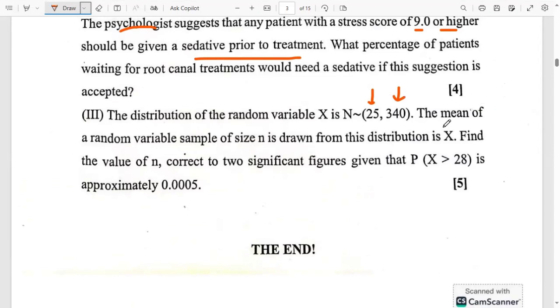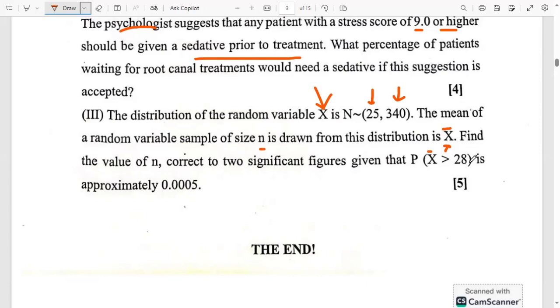Okay. So they're saying now the mean of a random variable of sample size n is drawn from this distribution and is x. So this is the random variable and this is the mean. So they should be different. So this one here should have a bar on top like that. I'm sure I just forgot. Okay. So now I want to find the probability that this mean is greater than what?